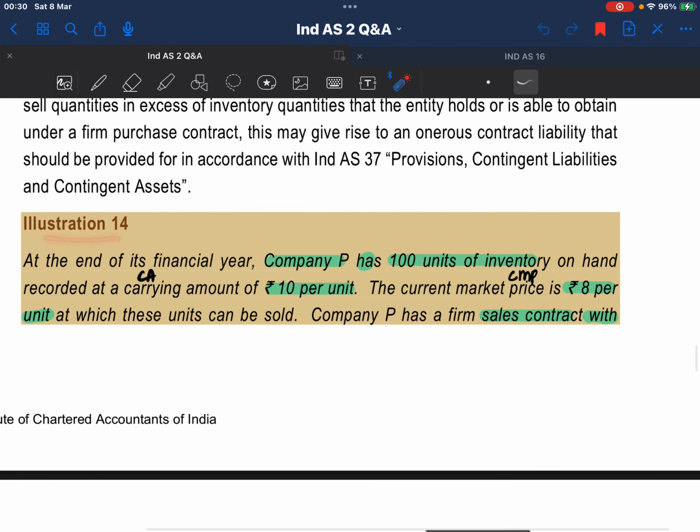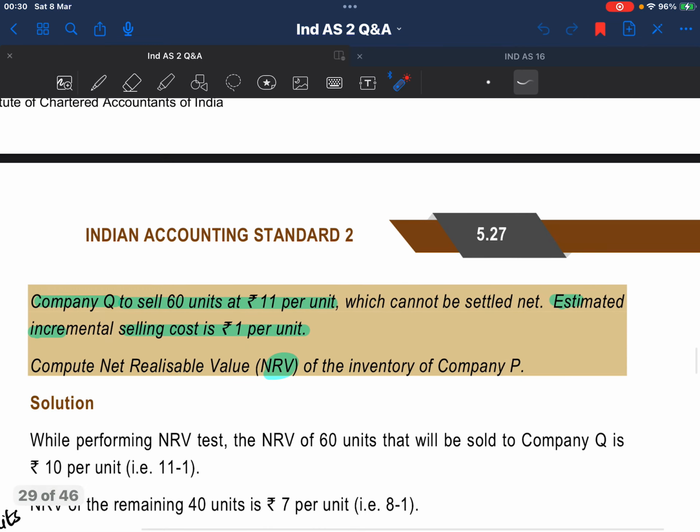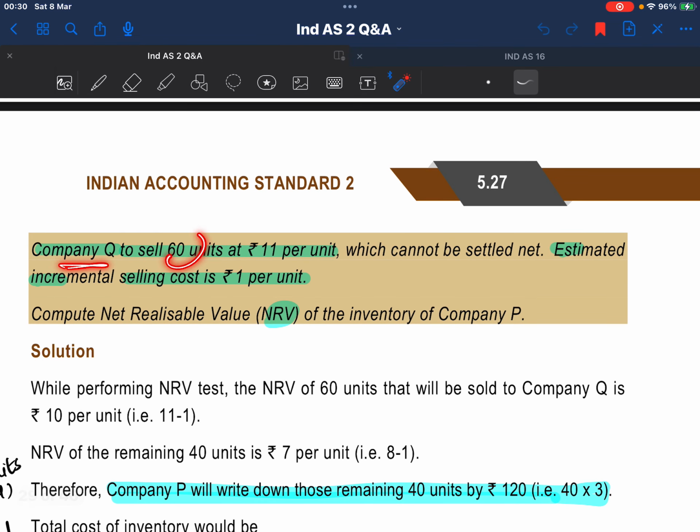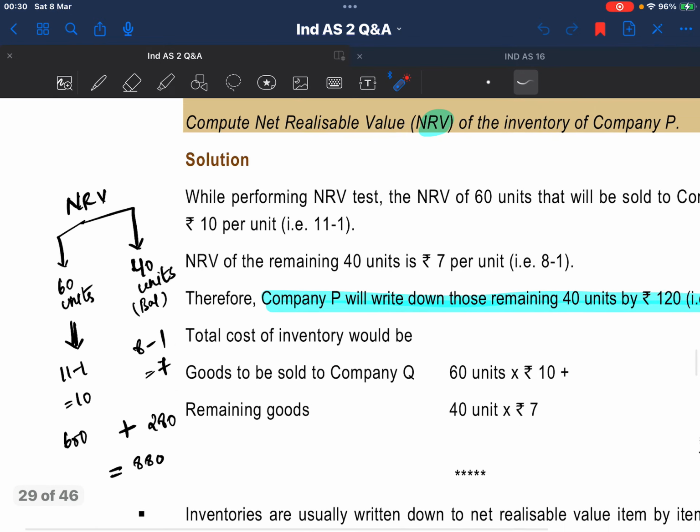Illustration 14. At the end of the financial year, company P has 100 units of inventory at ₹10 per unit. ₹10 per unit is the carrying amount, and the current market price is ₹8 per unit. There is a sale contract with company Q to sell 60 units at ₹11 per unit. Estimated incremental selling cost is ₹1 per unit. Compute the NRV of the inventory. Solution.